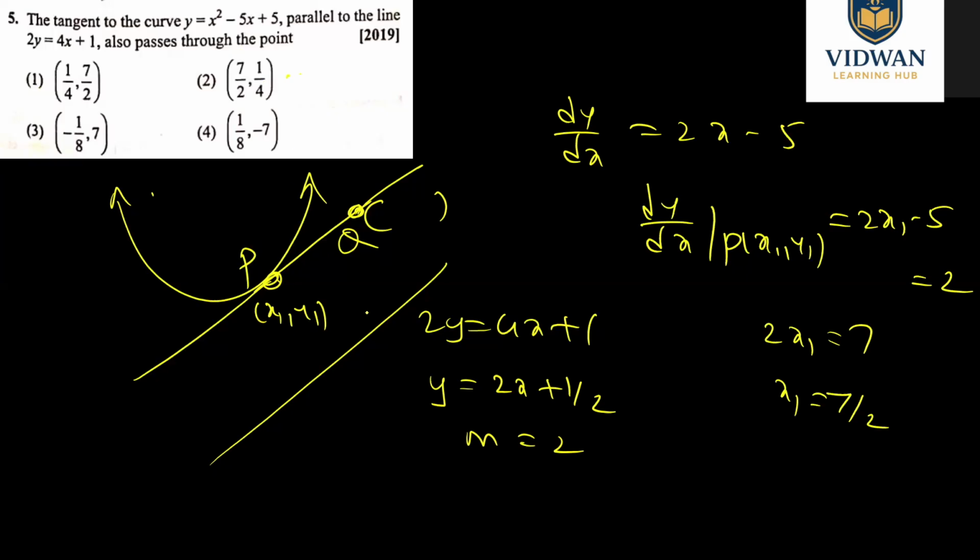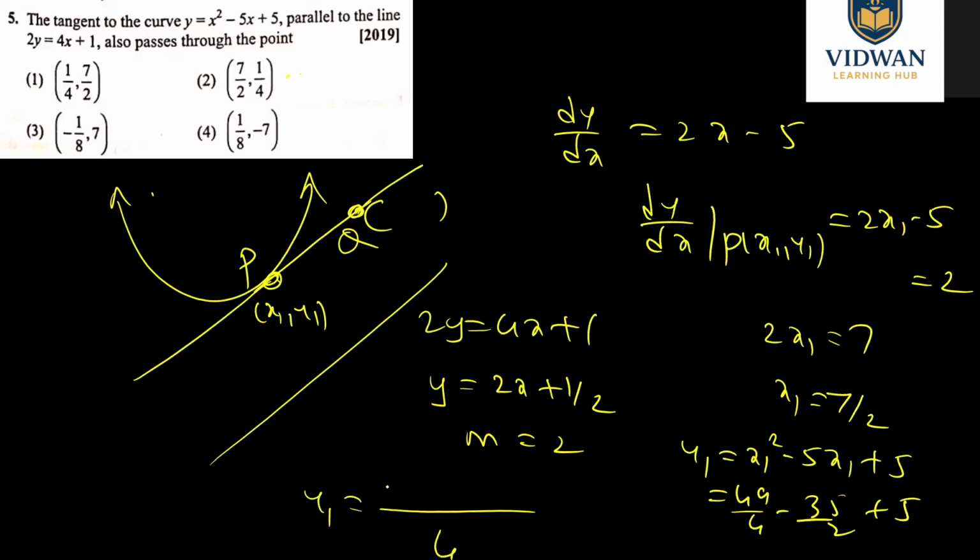Since x1, y1 lies on the parabola, we have the condition y1 equal to x1 square minus 5x1 plus 5. So this will give you 49 by 4 minus 5 into 7 by 2, that is 35 by 2, plus 5. So from here, what is the y coordinate? LCM would be 4, so we'll get 49 minus 70 plus 20. So you are getting minus 1 by 4.